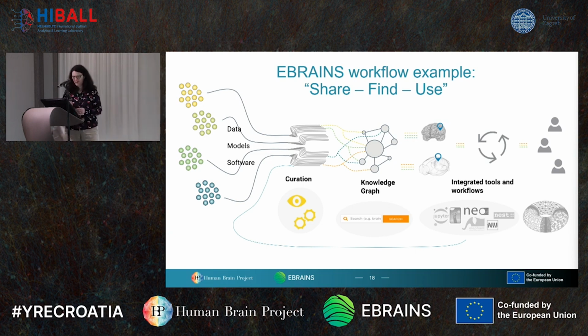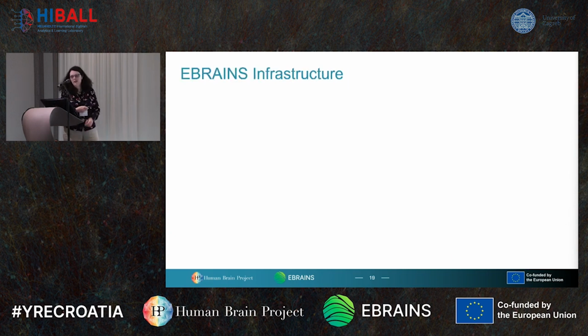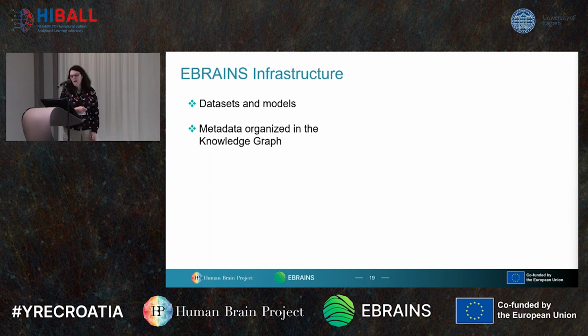Thank you very much. So, in the EBRAINS infrastructure, as you've seen so far, we have data sets and models. It's data sets about the human brain, of course, but also rat and mice data sets, and computational models. Those, as Jan explained, contain rich metadata that are organized in the knowledge graph.